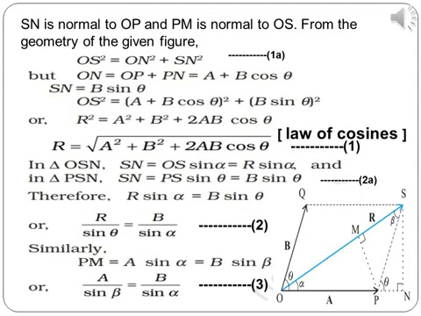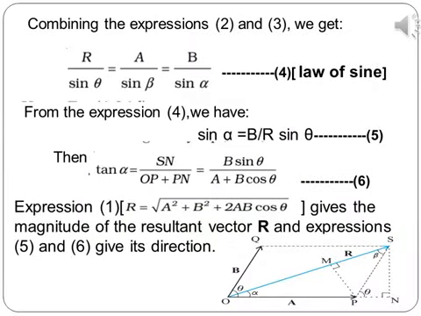By combining the expressions 2 and 3, we get R by sin theta is equal to A by sin beta, which is equal to B by sin alpha, which is the expression 4. This expression is called law of sine. From the expression 4, we have sin alpha is equal to B by R sin theta, which is the expression 5.